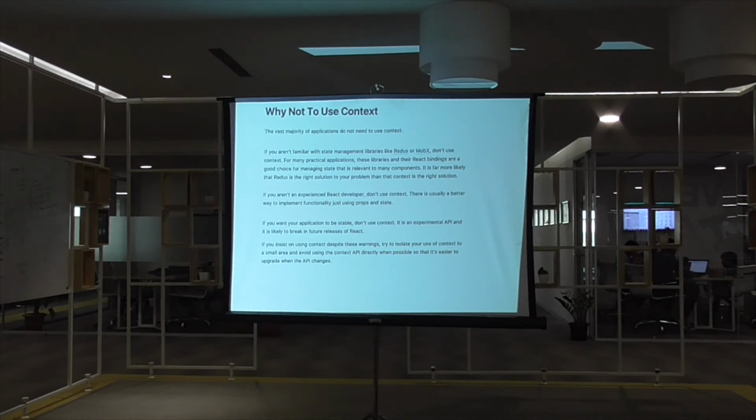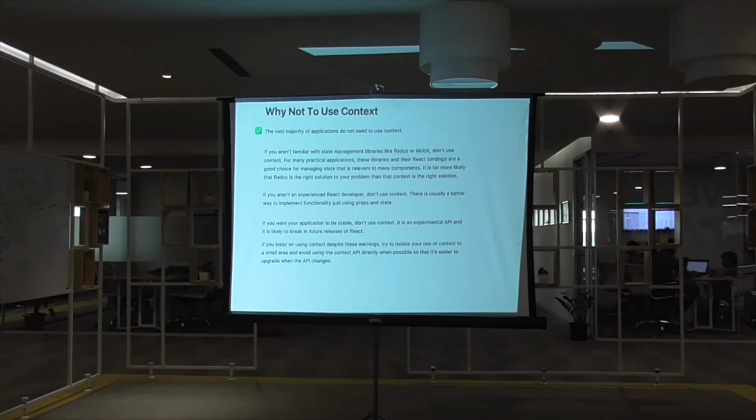First one, the vast majority of applications do not need to use context, which is exactly kind of what we're going for. Our component library uses context. The rest of the products don't have to. So this makes sense. If you're not familiar with state management libraries or don't use context, for many practical purposes React bindings are a good choice. So the interesting thing they're saying is context is not always the best solution. State management libraries like Redux or MobX make it easier for you to do, right?